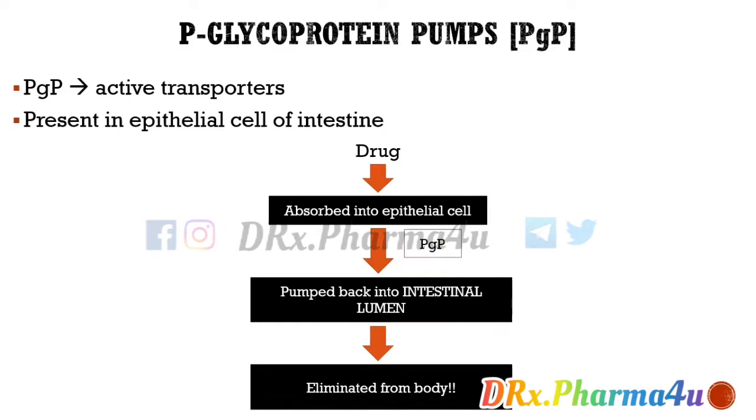Now you know the function of the lumen. That means it will get excreted from the body. So that is what normally happens. In simple terms, when the drug goes into the body, after all the processes, it gets absorbed into the epithelial cell of the intestine. The function of P-glycoprotein is to take that particular molecule and throw it into the intestinal lumen, from where it is eliminated out of the body.